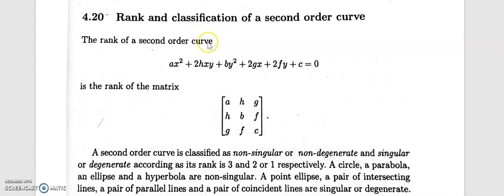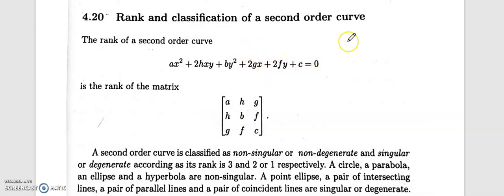Good morning all. So in today's class, we'll move on to the last section of module 1. That is on rank and classification of a second order curve. As you have seen, the general second order curve is of the form ax square plus 2hxy plus by square plus 2gx plus 2fy plus c equal to 0.